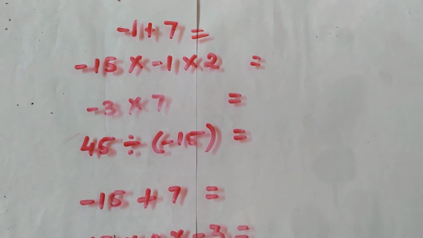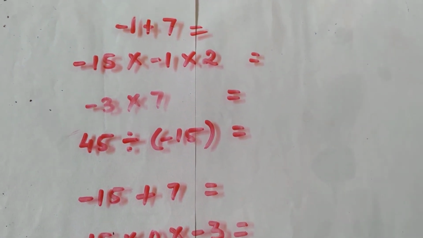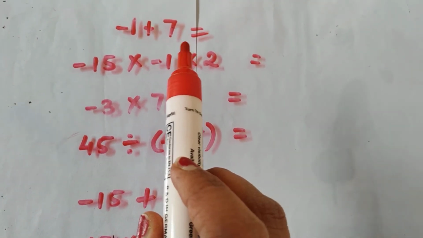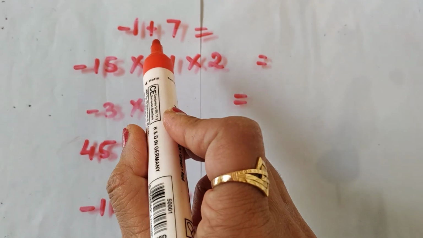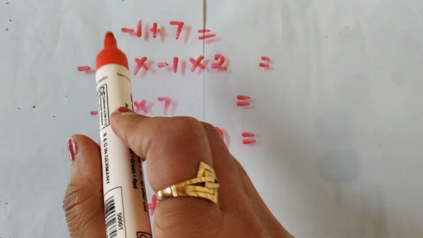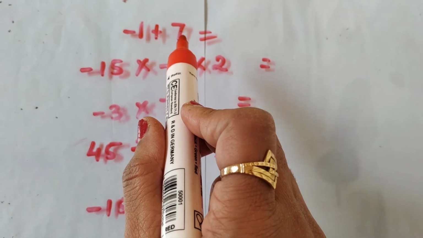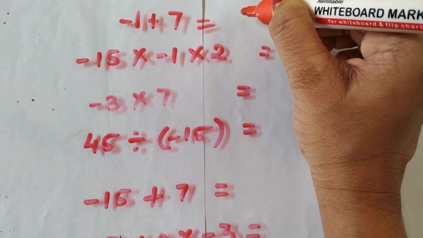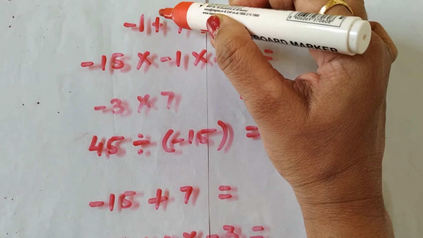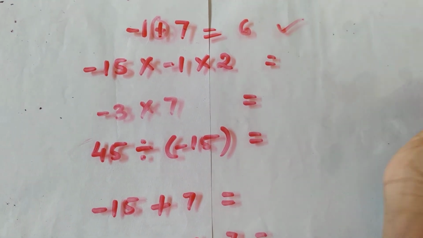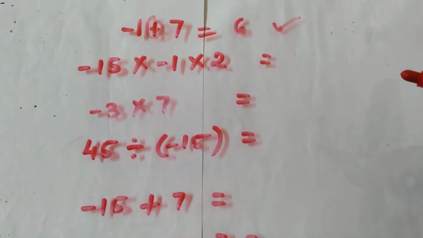Now we are going to solve some examples based on it. Minus 1 plus 7, that means the operation is addition, but both signs are different, so we subtract. Which is greater? 7. 7 minus 1, you got 6. 7 is greater. What is the sign of 7? Plus. So your answer is plus 6. Is it clear? I think so.